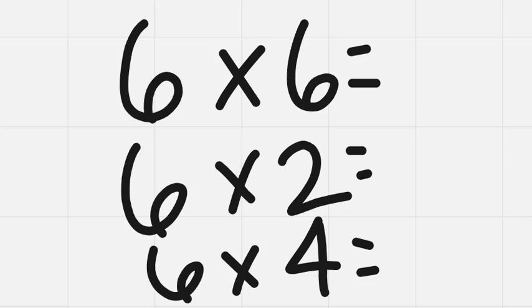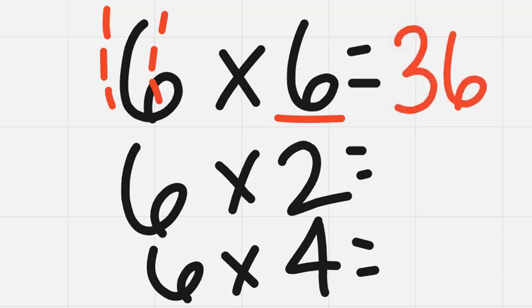Let's answer these together. If you're not finished, you may follow along and copy down anything you're missing. In 6 times 6, we're going to count by 6. Let's touch and count by 6's. 6, 12, 18, 24, 30, 36. 6 times 6 equals 36.